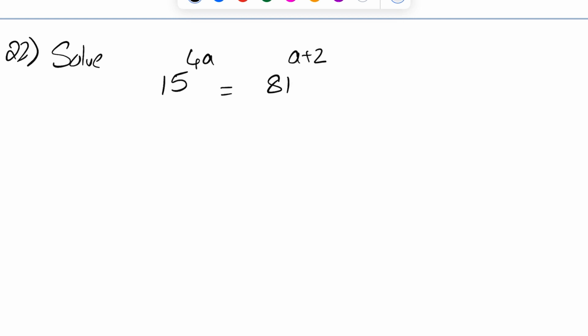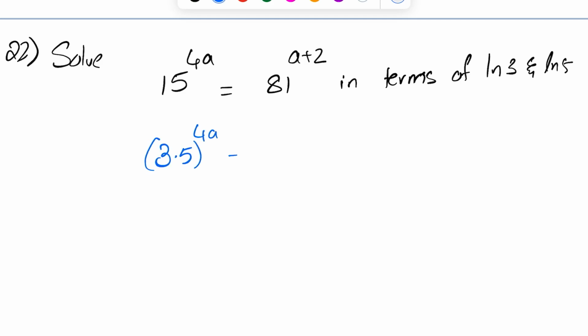Question number 22. Solve 15 to the power of 4a equals to 81 to the power of a plus 2. Express your answer in terms of ln 3 and ln 5. So 15 can be written as 3 times 5 to the power of 4a equals to 81, and 81 can be written as 3 power 4 to the power of a plus 2.